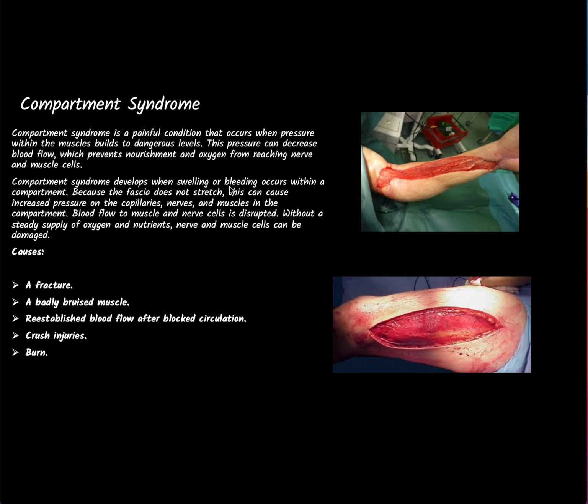And now this is the detail of this compartment syndrome. It develops when swelling or bleeding occurs within a compartment, and because the fascia does not stretch, this causes increased pressure on the capillaries, nerves and muscles in the compartment, and blood flow to the muscle and the nerve cell is disrupted. Without a steady supply of oxygen and nutrients, nerves and muscles can be damaged, and they can go into gangrene, which is an irreversible type of injury. So to minimize that, if we are suspecting that the proximal pulses are not recordable, these types of splits are made.